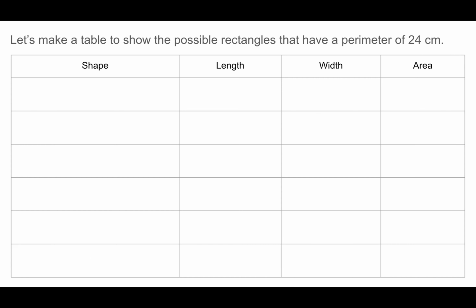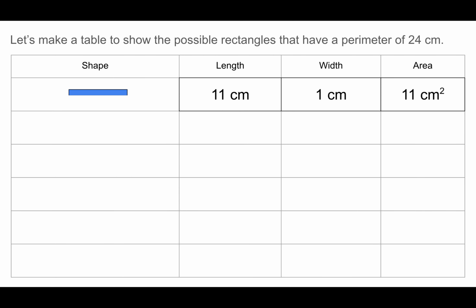Now let's put them into a table. So here's my first shape. Again, it's 11 centimeters by 1 centimeter, and we're going to calculate the area. And a reminder that the area is the base multiplied by the height, so 11 multiplied by 1 is 11 squared centimeters. For the next one, it was 10 centimeters by 2 centimeters, and the product of 10 and 2 is 20, so 20 squared centimeters.